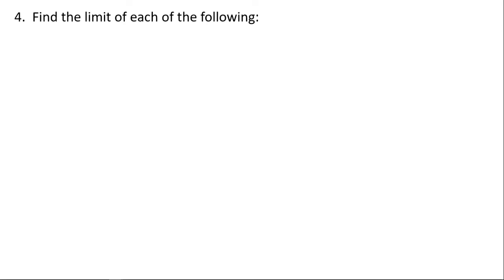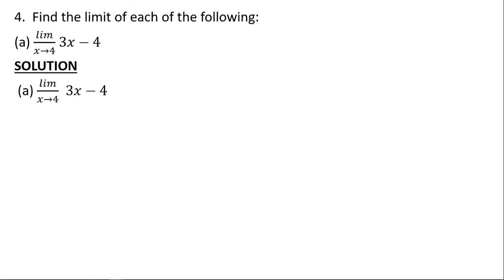Question 4. Find the limit of each of the following. We have the limit of 3x minus 4 as x approaches 4. Where there's that x, we replace it with a 4. So it is the same as 3, open your bracket, 4, close your bracket, minus 4. 3 times 4 gives us a 12. 12 minus 4 is equal to 8.